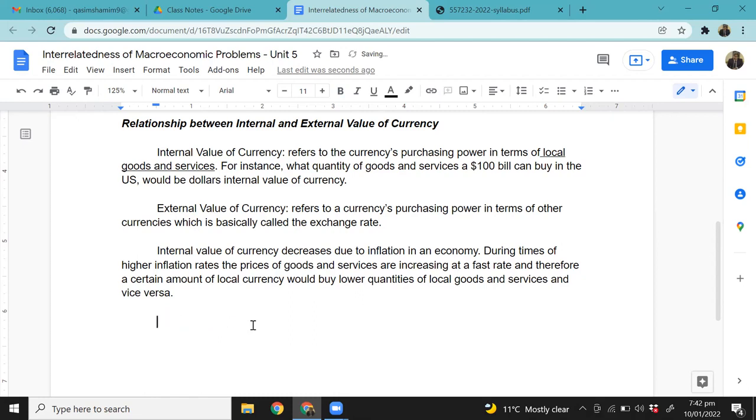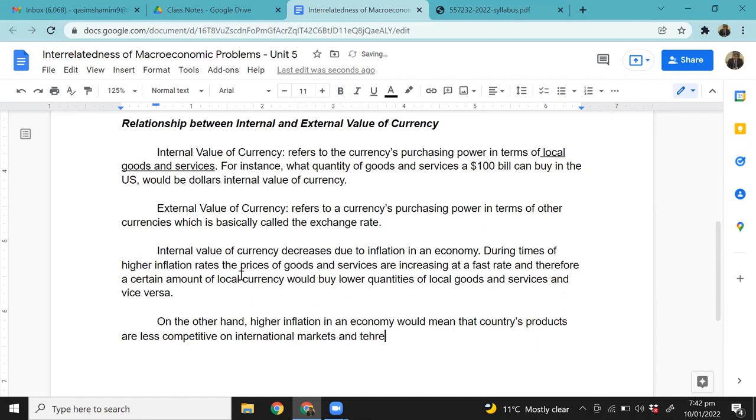On the other hand, higher inflation in an economy would mean the country's products are less competitive in national markets, and therefore lower demand for the country's products, right? It's lower exports. Does it make sense?